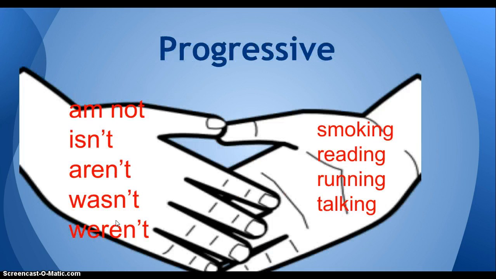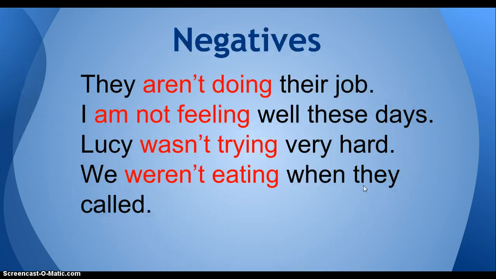Same with the negatives. The auxiliaries change to the negatives, but the principal verb stays the same in the ing form. Okay, let's look at some examples. They aren't doing their job. I am not feeling well these days. Lucy wasn't trying very hard, or we weren't eating when they called.